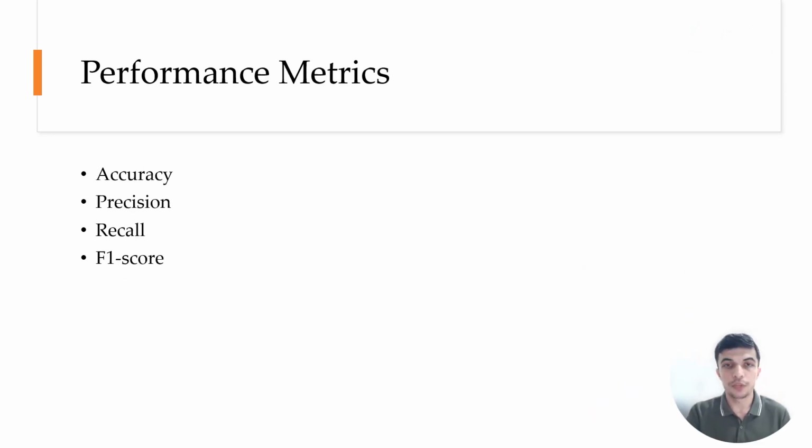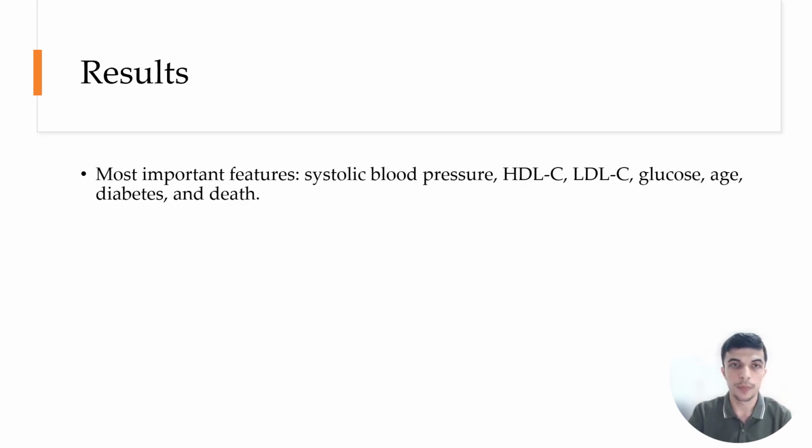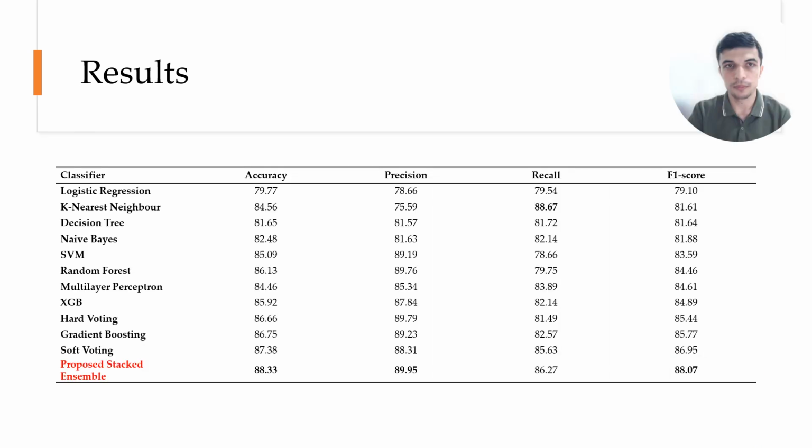The performance metrics used to evaluate the performance of the developed models were accuracy, precision, recall, and F1 score. The most important features identified by the feature selection process were systolic blood pressure, HDLC, LDLC, glucose, age, diabetes, and death. The table shows the final performance measures achieved for each classifier using the Framingham Heart Study dataset.